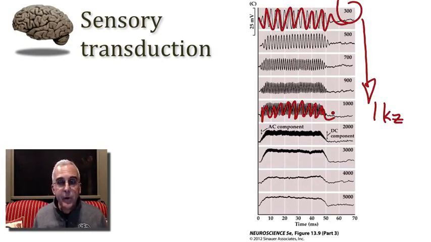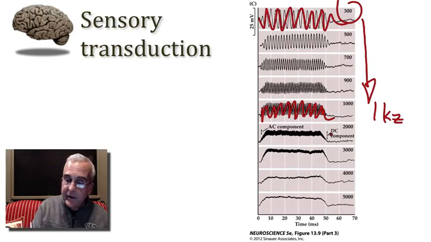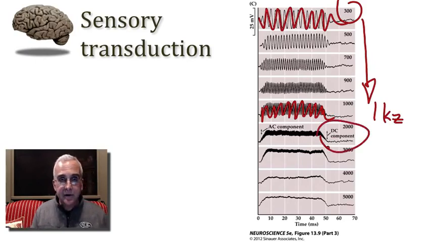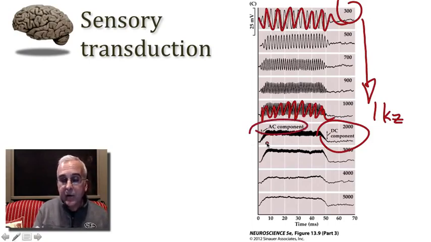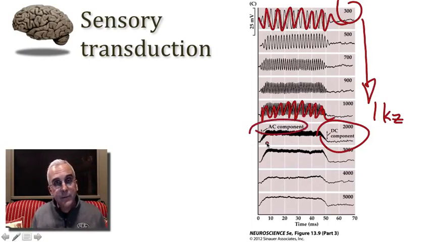But we can still encode that energy because there is a DC component to the response. That is, the hair cell on average becomes depolarized, even though the modulations, the AC component, now basically vanishes as we get above about 2 kilohertz.